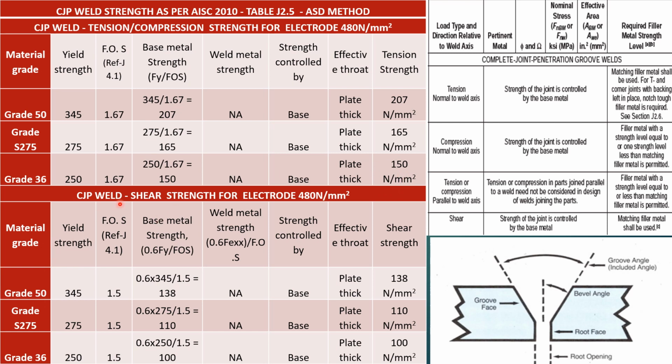Same thing is listed here for the CJP weld shear strength. Here the factor of safety for shear strength is 1.5 based on reference J4.1. So for the final base metal value, we have to multiply by 0.6 for shear. So 0.6 into 345 divided by factor of safety, which is 138 Newton per mm square for grade 50. For grade 275 it is 110, and for grade 36 it is 100 Newton per mm square. This is the sample image of groove weld or complete joint penetration weld.